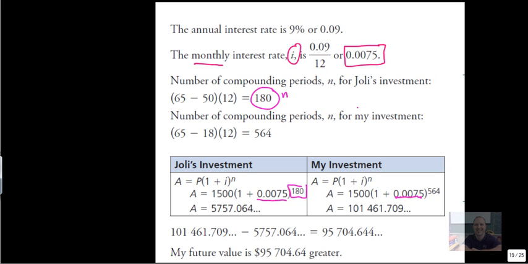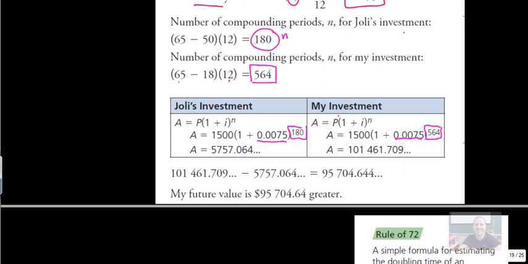The number of compounding periods for the daughter's investment is, okay, 65 minus 18, what's that? 47, okay, times 12 is 564. Look at the difference, okay, the number of compounding periods. And so in her formula, that's what she puts there. Now look at this, the difference between the two. Obviously, the daughter, it's going to be in there quite a bit longer, but look at this. 5,000 versus 101,000. That's huge, okay? The daughter's future value is over $95,000 greater, okay?